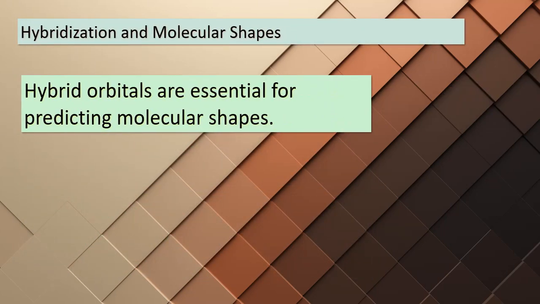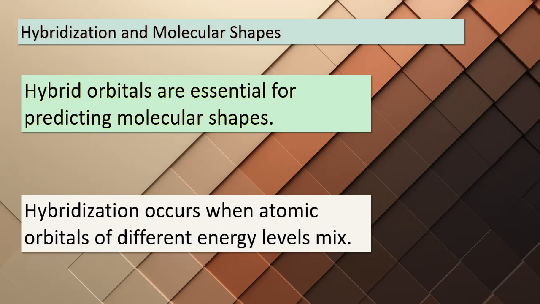Welcome back, students. Now that we've laid the groundwork, let's explore hybridization and its role in predicting molecular shapes. Hybrid orbitals are our key tools for understanding these shapes. Hybridization takes place when atomic orbitals of different energy levels come together. The outcome is a set of hybrid orbitals with distinct properties. The number and types of hybrid orbitals formed depend on the specific atomic orbitals that undergo hybridization.